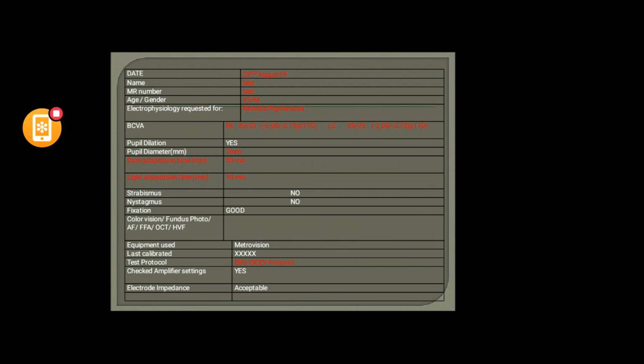Pupillary dilation would also change, diameter would also change, and what type of protocol you are using, whether it is ERG or VEP or multifocal ERG, these also will change. But the usual parts written in white, those may not change. So the machine setup may not change.